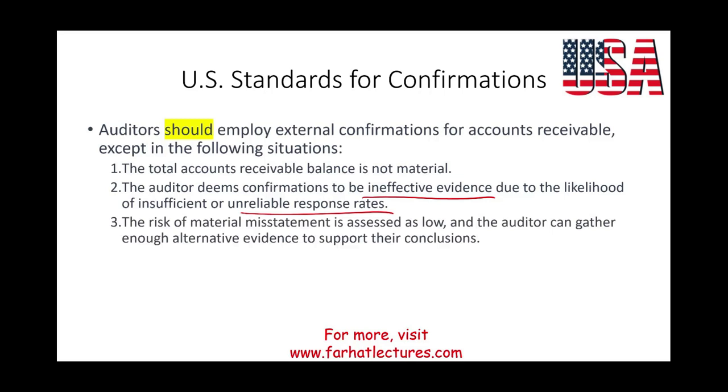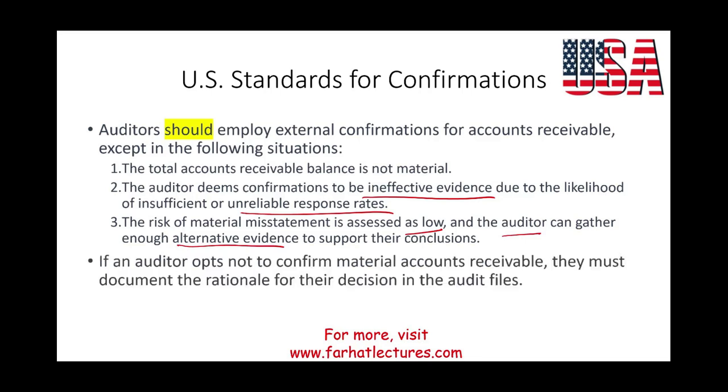Third, the risk of material misstatement is assessed low. It means the auditor can do what? Can gather evidence about account receivable using alternative evidence to support their conclusion. Under those circumstances, if you opt out, if you don't want to send those confirmations of receivable, that's fine. But you must document the rationale for your decision in the audit files. Basically document it and explain why. For example, I'm relying on strong internal control, low inherent risk, whatever you want to say, you just have to justify.